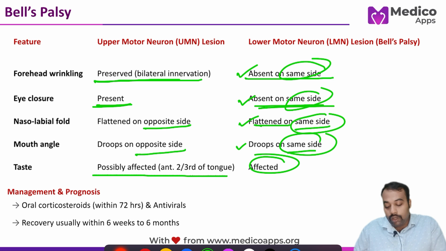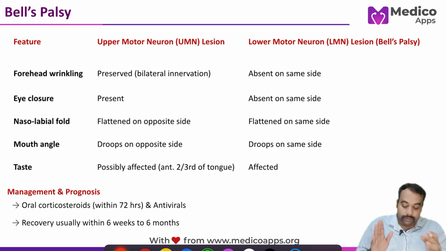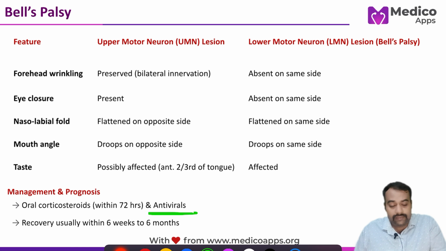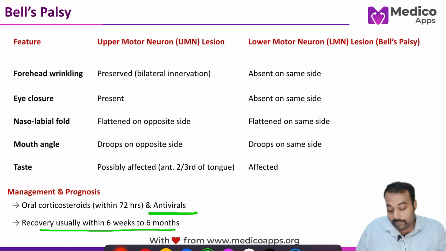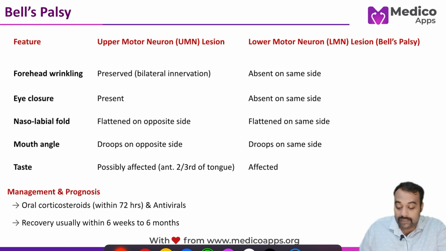In case of Bell's palsy, our part of the management is simply to go for oral corticosteroids. Regarding the management and the protocol, you need to start the patient on oral corticosteroids, and most of the time, within 72 hours of starting steroids, the patient will recover spontaneously. You can also go for antivirals if there seems to be any antiviral cause, but the recovery usually takes 6 weeks to 6 months.